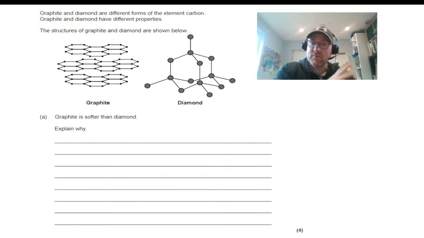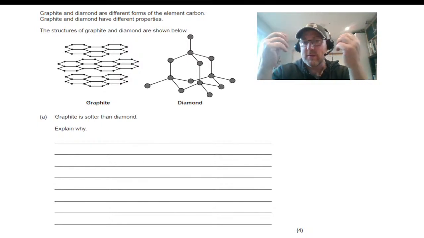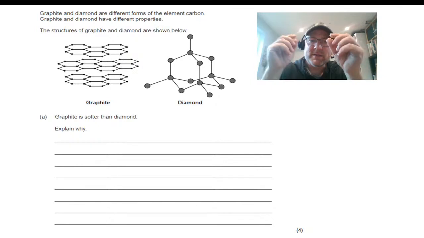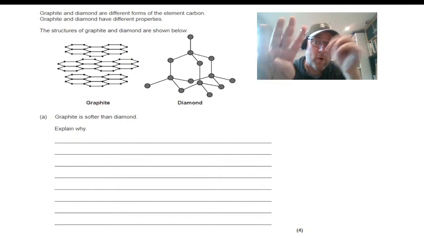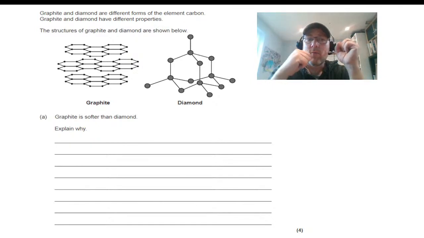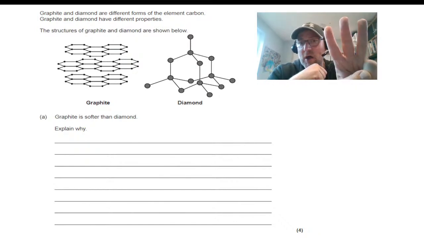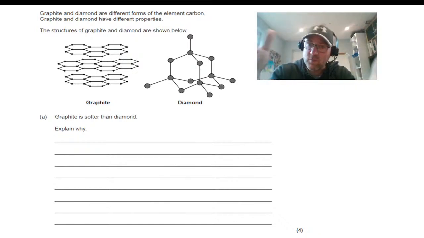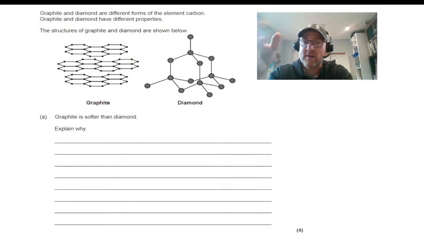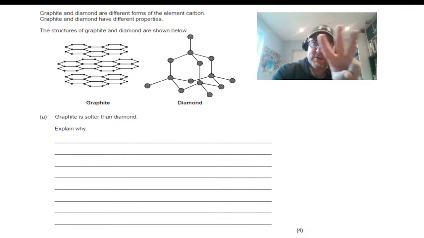Graphite's a lot softer. You can write with a pencil, and the graphite rubs off on the paper. That's why you can draw with a pencil. You can't draw with a diamond. It's to do with the number of bonds. In diamond, each carbon atom has 4 bonds, whereas in graphite, each carbon atom only has 3 bonds. That's what we're going to get marks for saying. Diamond, each carbon atom is bonded to 4 others. Graphite, each carbon atom is bonded to 3 others.